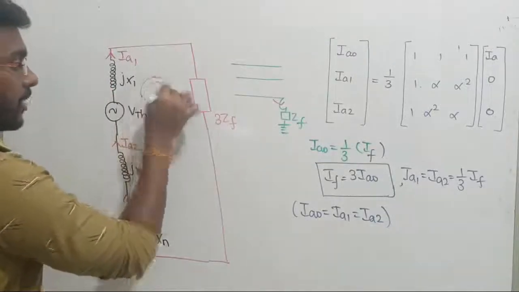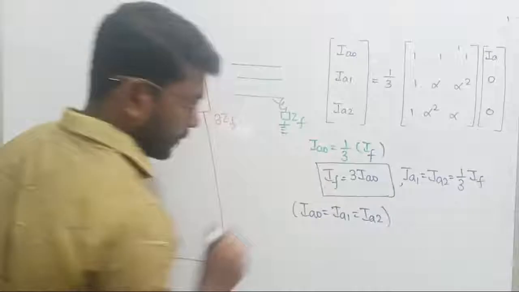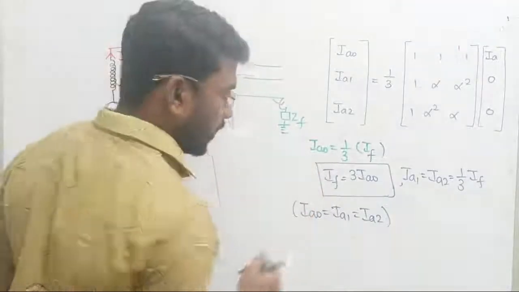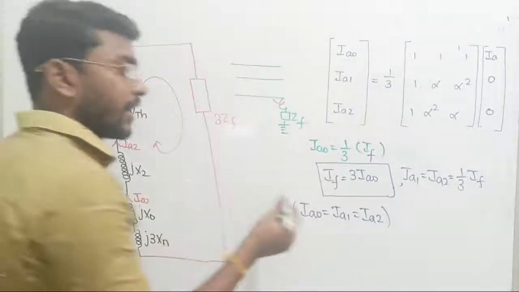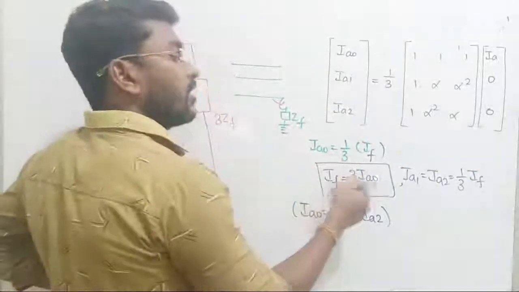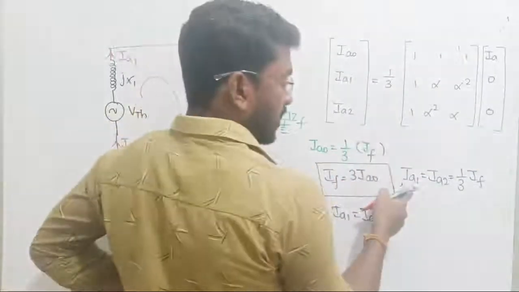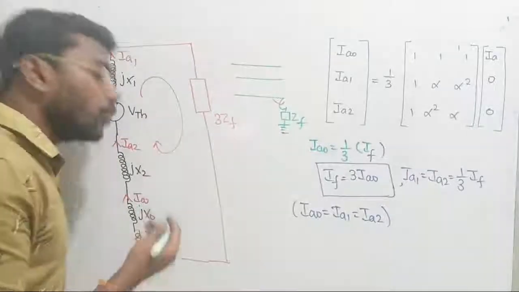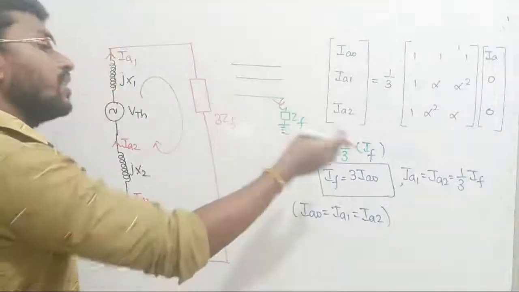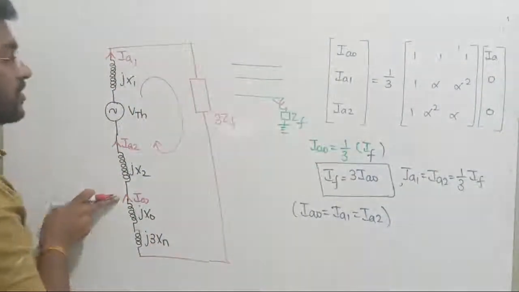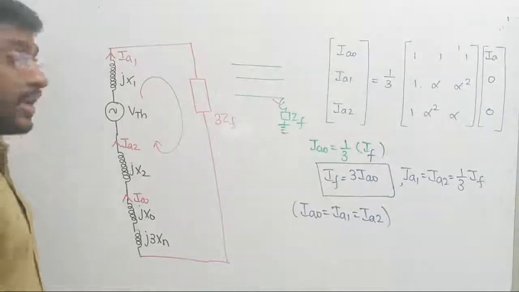Now let us estimate. What do we need? Fault current. Our target is fault current. So what did we do? To calculate the fault current, either we have to calculate the zero sequence current, positive sequence current or negative sequence current. But the beauty of the line to ground fault is that all the currents are equal, whether zero sequence current, negative sequence current or positive sequence current, they are all equal.